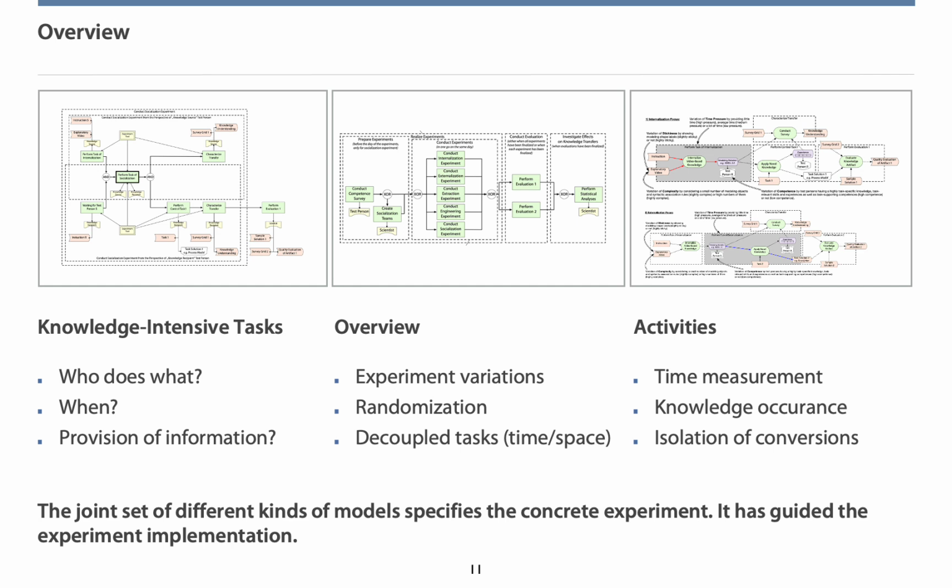Second, the modeling of an overview process that issues how individual task sequences are integrated, how experiment variations are realized, and how tasks are decoupled from each other. Third, the modeling of activity views that issue the precise time measurement. They show knowledge occurrence and they manage the perfect controlling in the experiment process. Let's have a look at some examples.